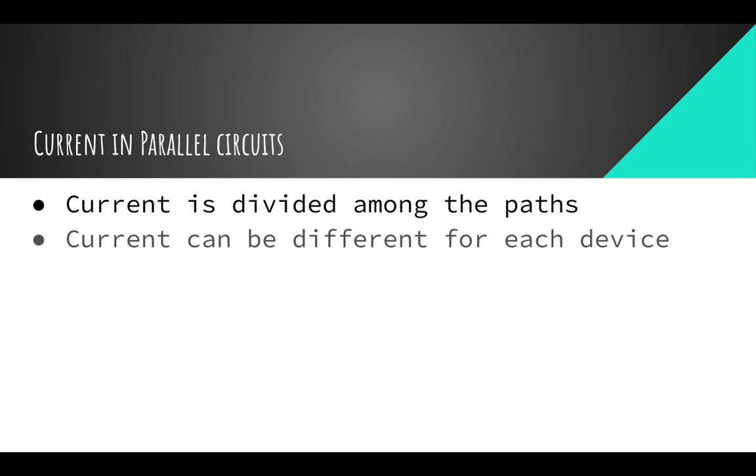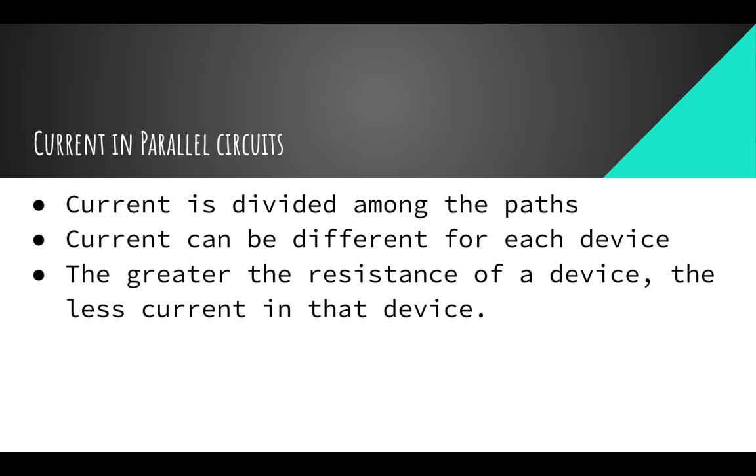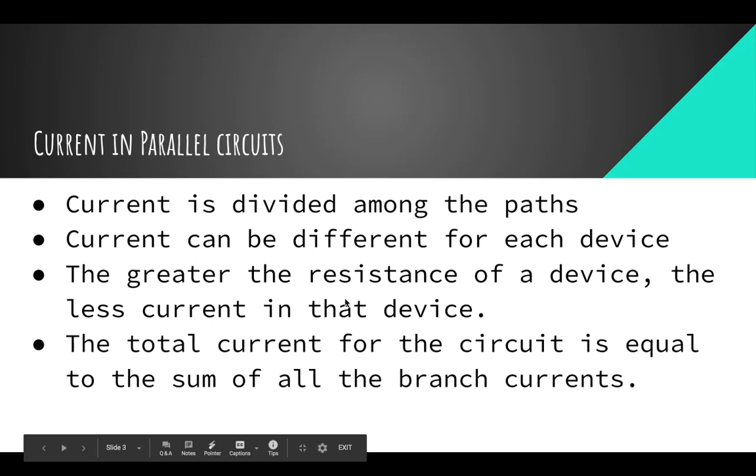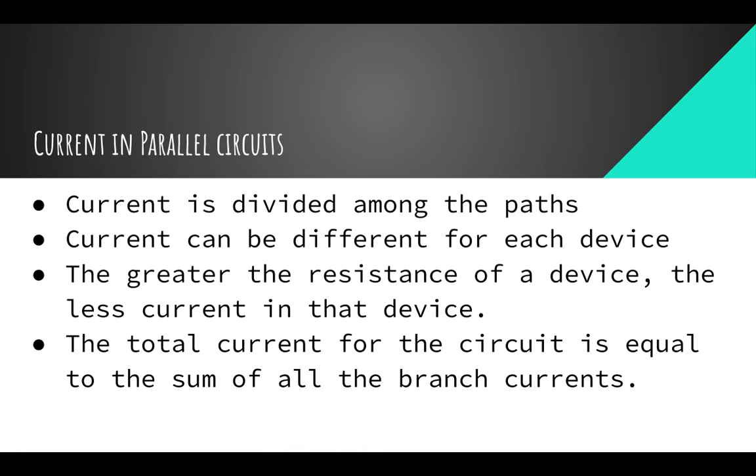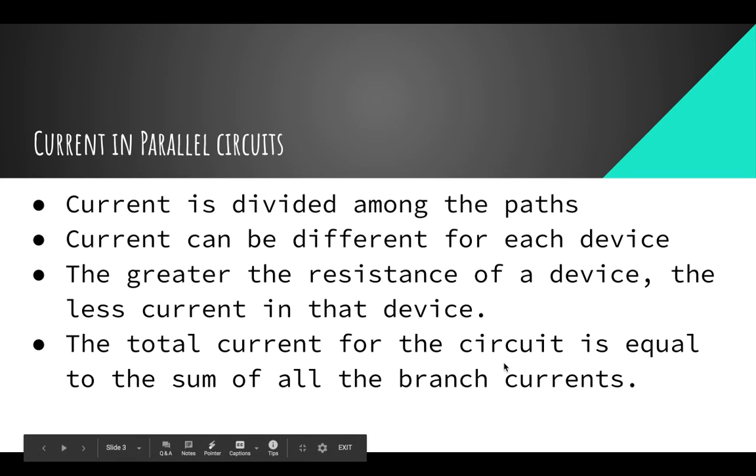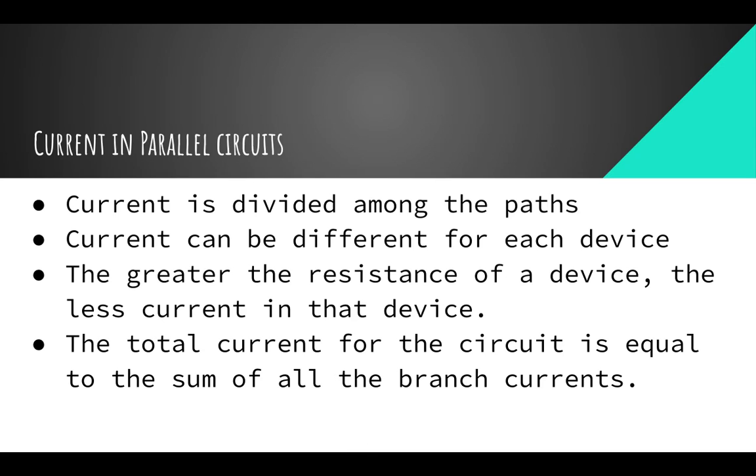Now looking at current, current is divided among the paths. So current can be different for each device. It depends on the resistance of that device. If it's greater resistance, that means the current's going to be less across that device, so on and so forth. The total current for the whole circuit is equal to the sum of all the branch currents. So as we add branches, the currents will continue to add up to each other, and it will get higher and higher and higher.